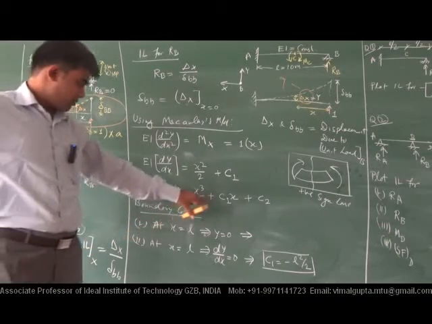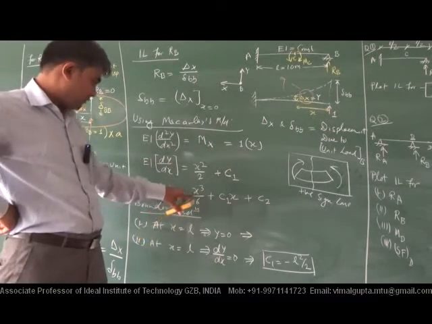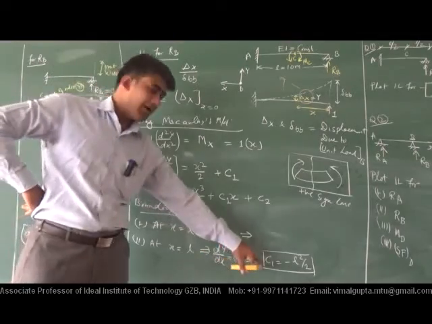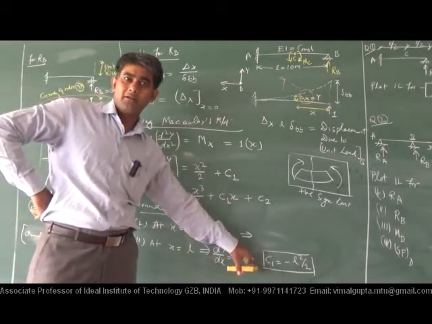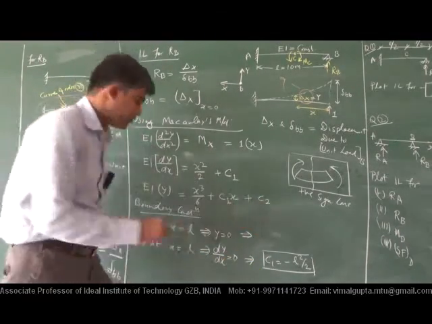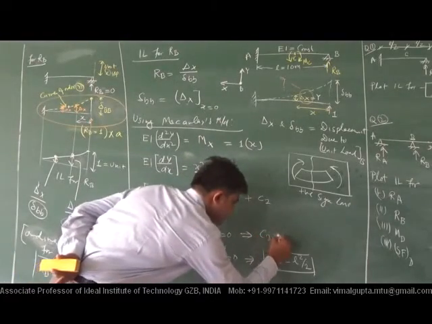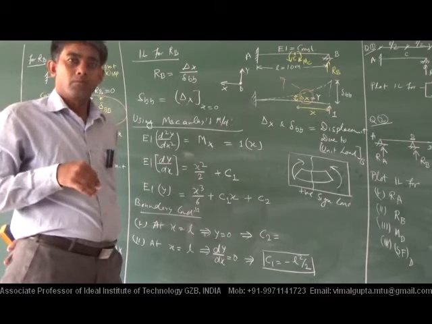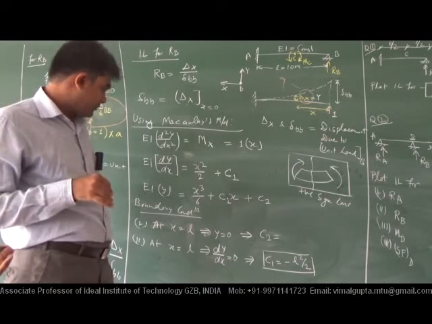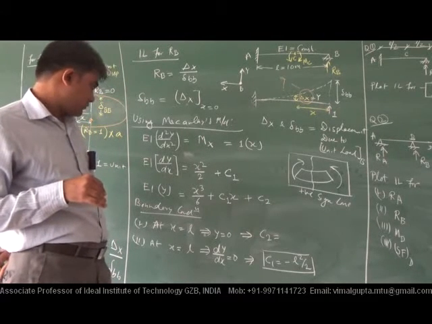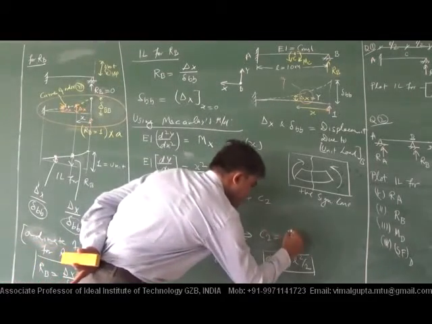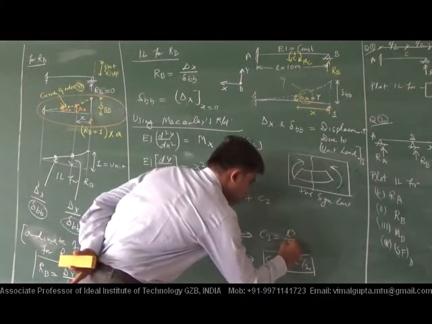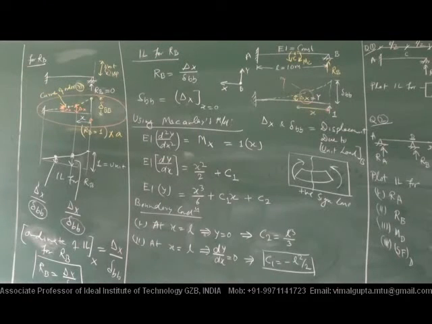Now put x is equal to L, y equals 0 and the value of C1, then you will get the value of C2. Tell me that value. C2 equals to, tell me the value. L cube by 3. L cube by 3. Okay, is it in terms of L?